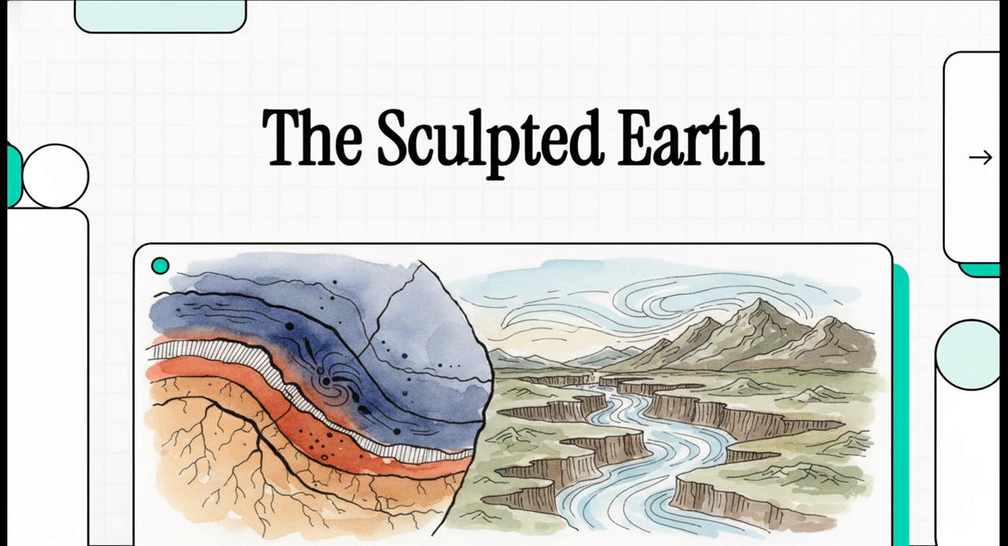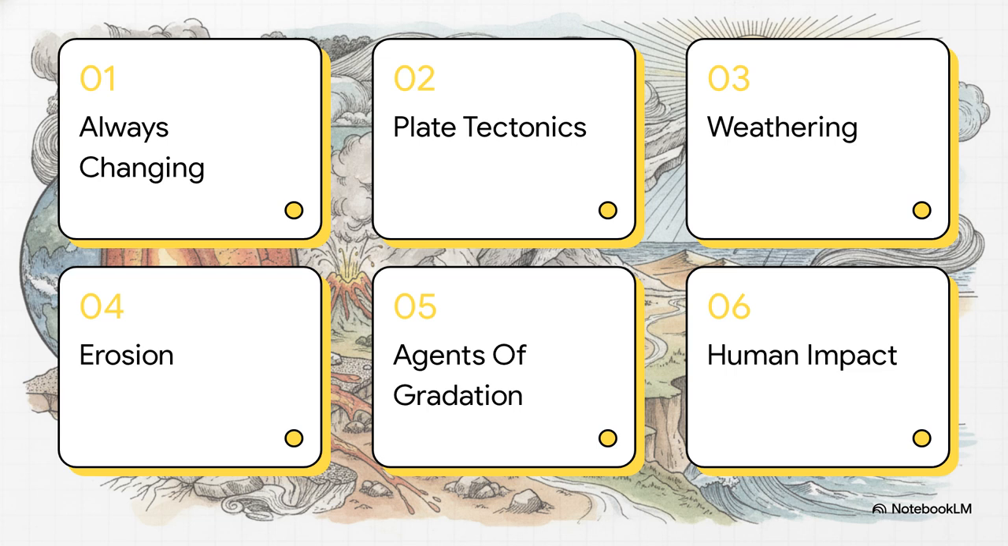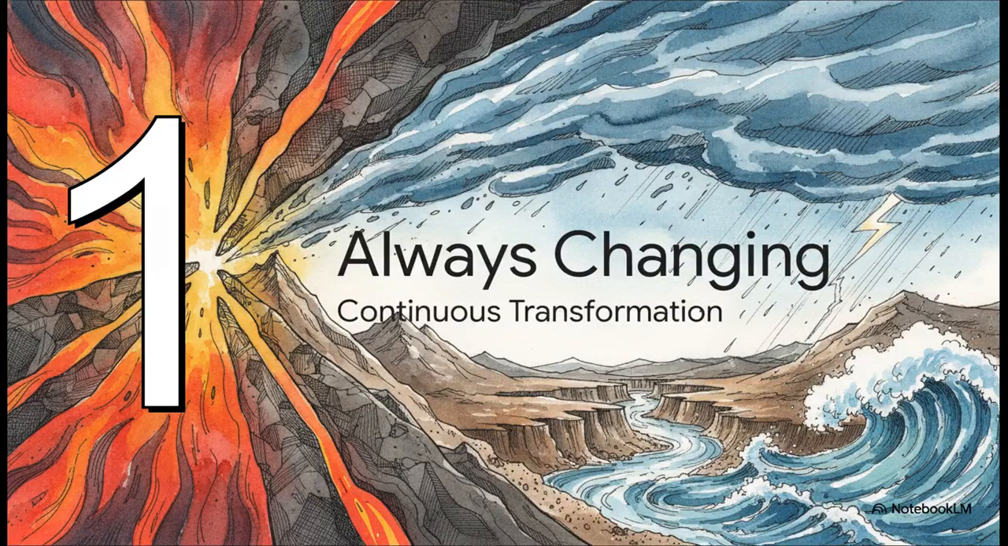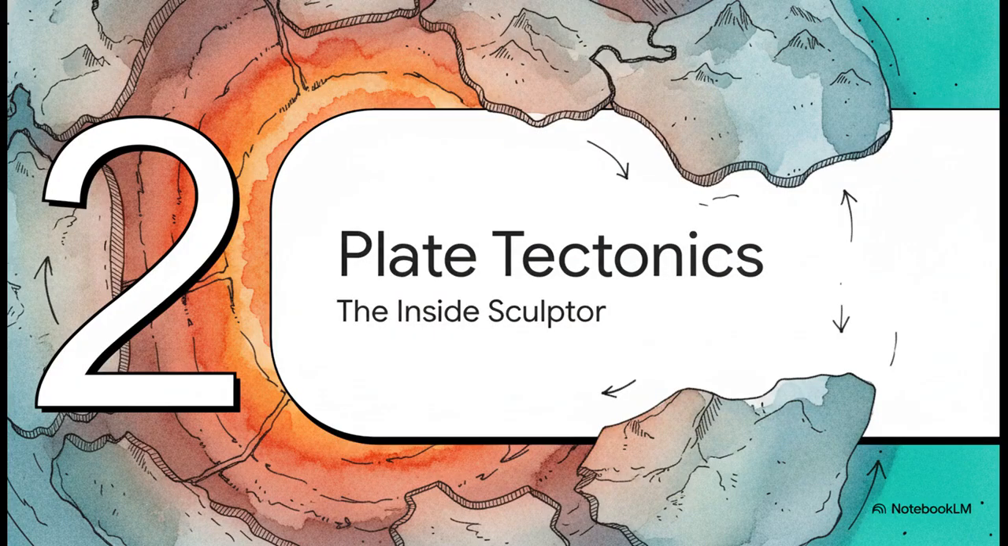Let's get into it. So here is our blueprint for how a planet gets sculpted from the inside out. We're going to start with Earth's continuous transformation, then look at internal plate tectonics, weathering, and erosion. After that, we'll dive into the agents of gradation, and finally, wrap up with the human impact. All right, part 1. Earth is always changing, the continuous transformation. Moving right along to part 2, internal forces, plate tectonics, the inside sculptor.